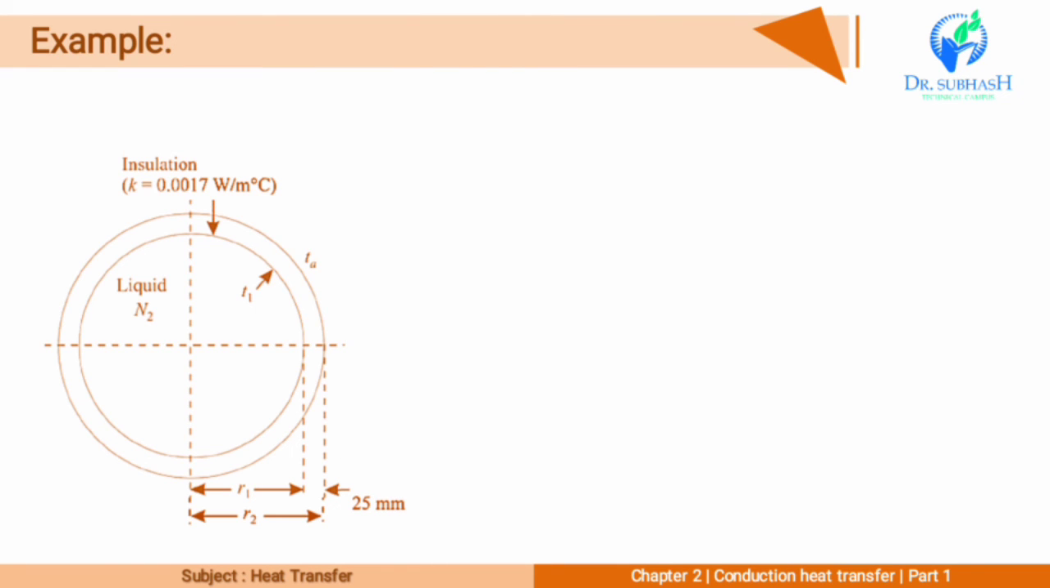So here is the figure. Inside the sphere is liquid nitrogen, and the radius of the sphere is R1, having a thickness of silica powder, and the outer radius is R2. The thickness of insulation is 25 mm.